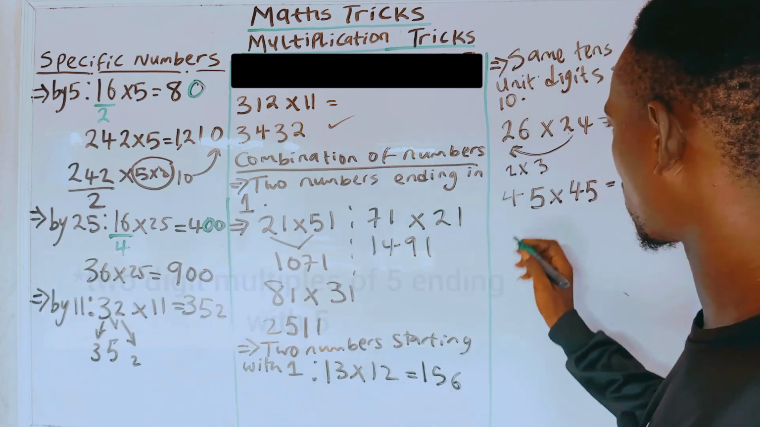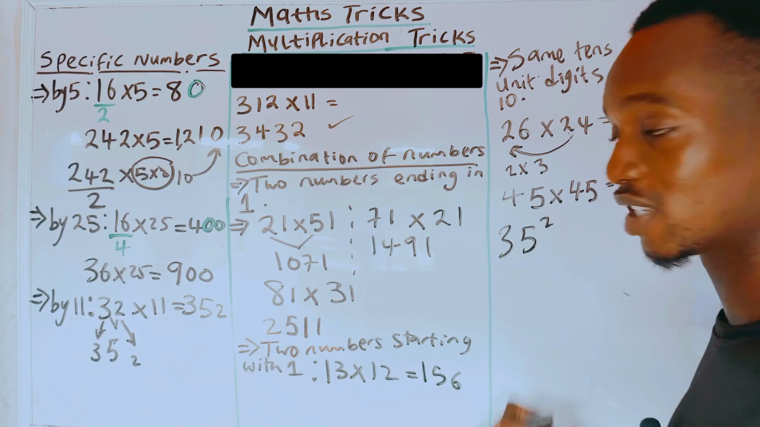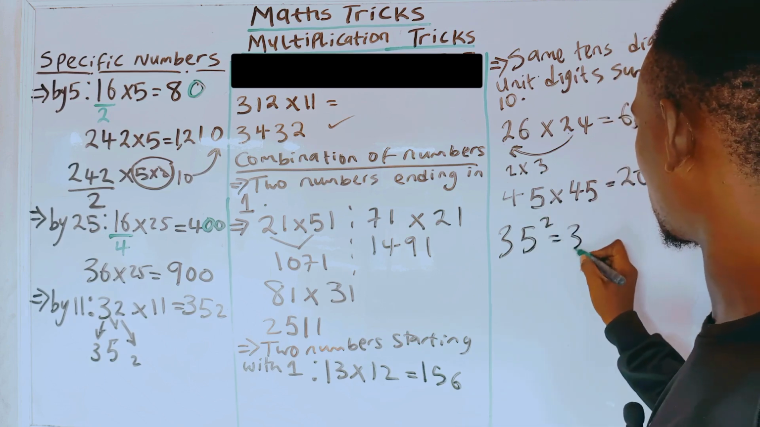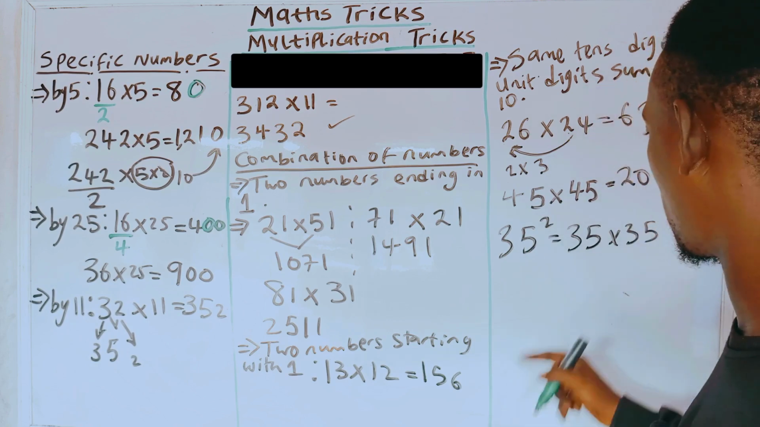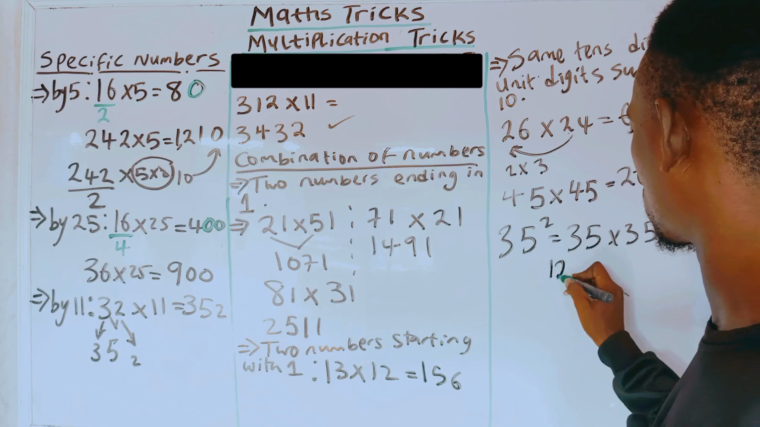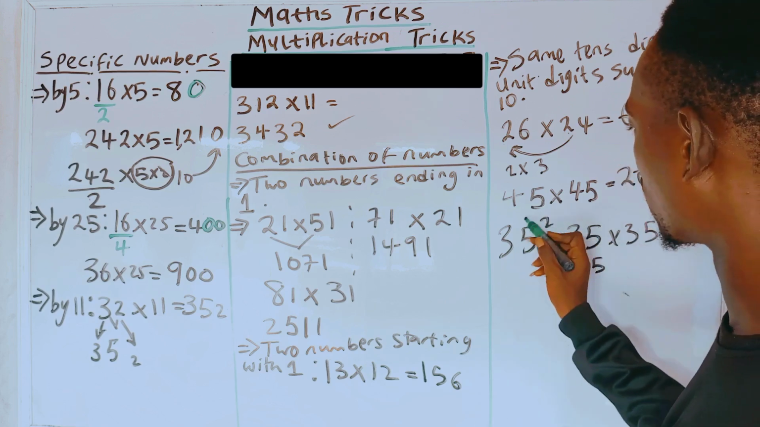Okay, what I'm saying is that when you are being asked, let's say, 35 squared, for example, 35 squared will give us 35 times 35. It falls into this criteria. That's 3 times 4 gives us what? 12. 5 times 5 is 25. 1, 2, 2, 5. That is how to find the squares of multiples of 5.